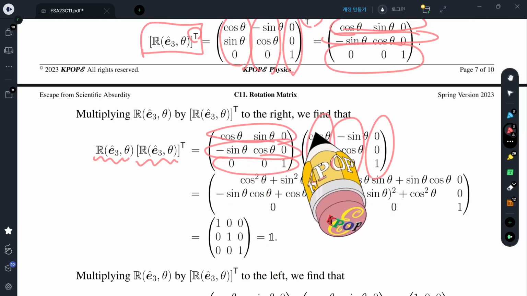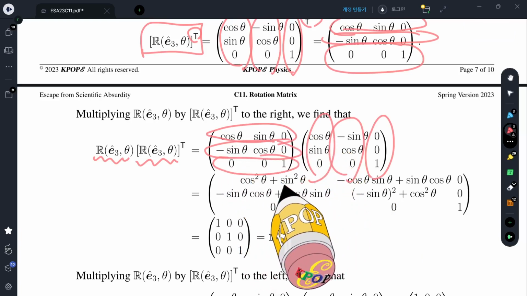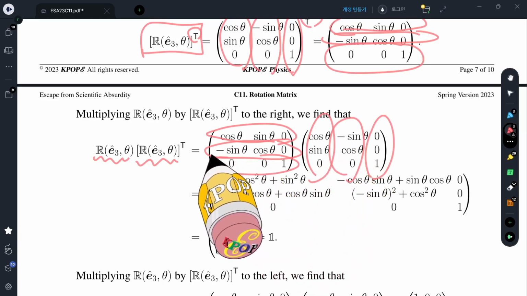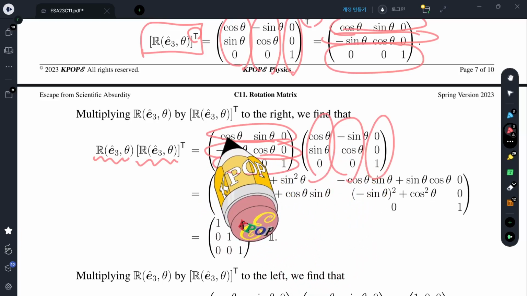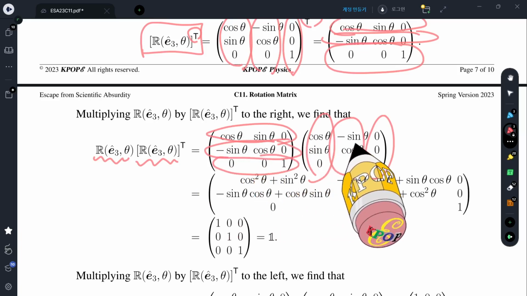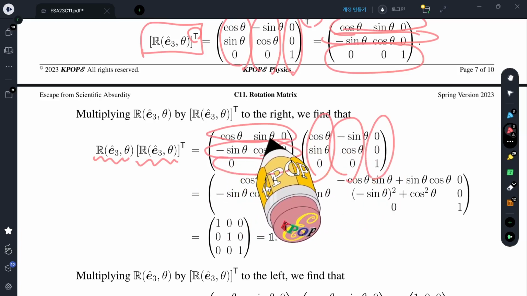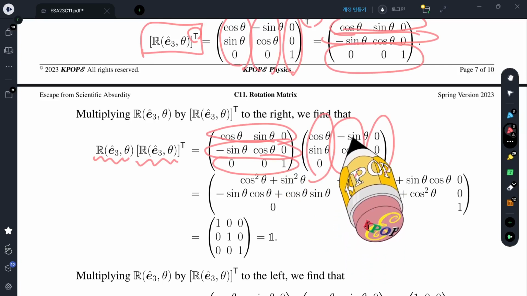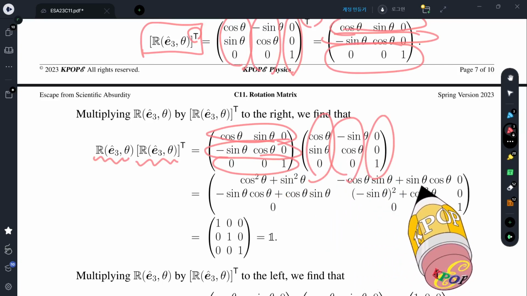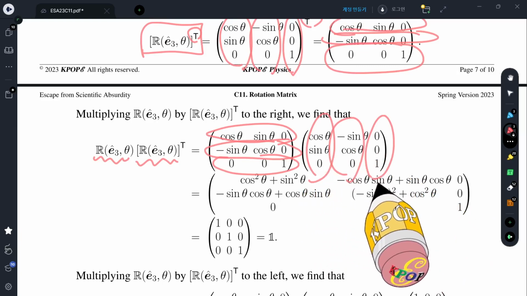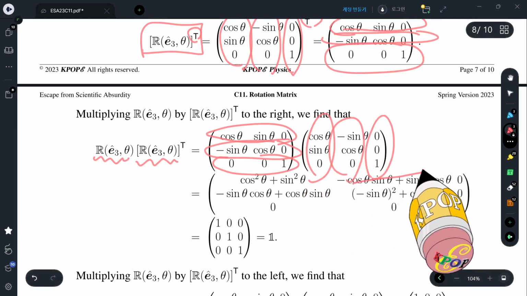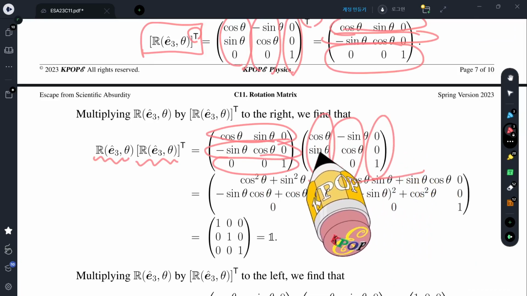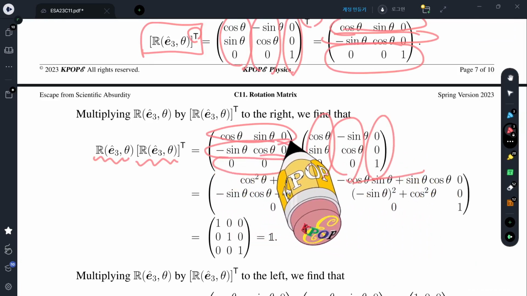Okay, cosine, cosine, sine, sine, 0. So next, keep using the first row, then cosine, minus sine, sine, cosine. Okay, cosine, minus sine, and sine, cosine. So that's 0. The third one, this 0, 0, 1 multiplied to cosine, sine, 0, oh, 0.